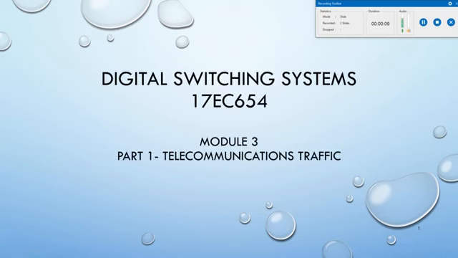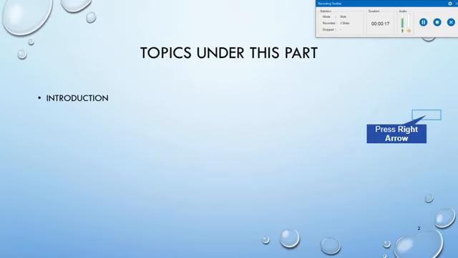Good morning, dear students. Today we'll be starting off with module 3 of digital switching systems. In that, the first part which we'll be covering is telecommunications traffic. In this we'll be covering topics related to introduction of telecommunications traffic, then what is the unit of traffic, then congestion, followed by traffic measurement, mathematical model, lost call systems, and queuing systems.